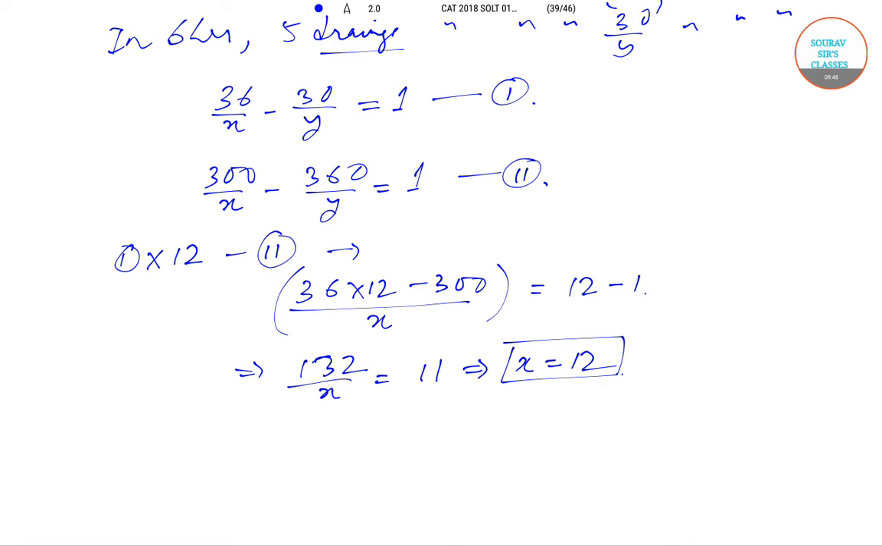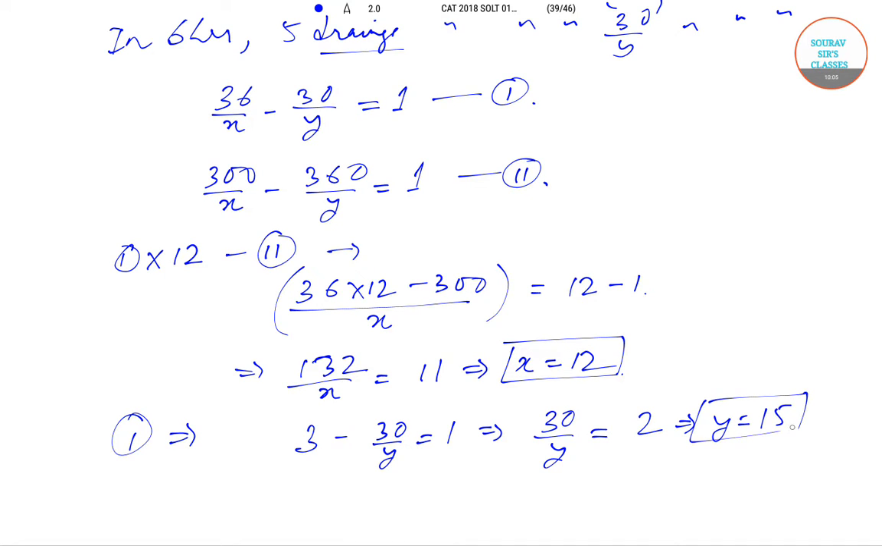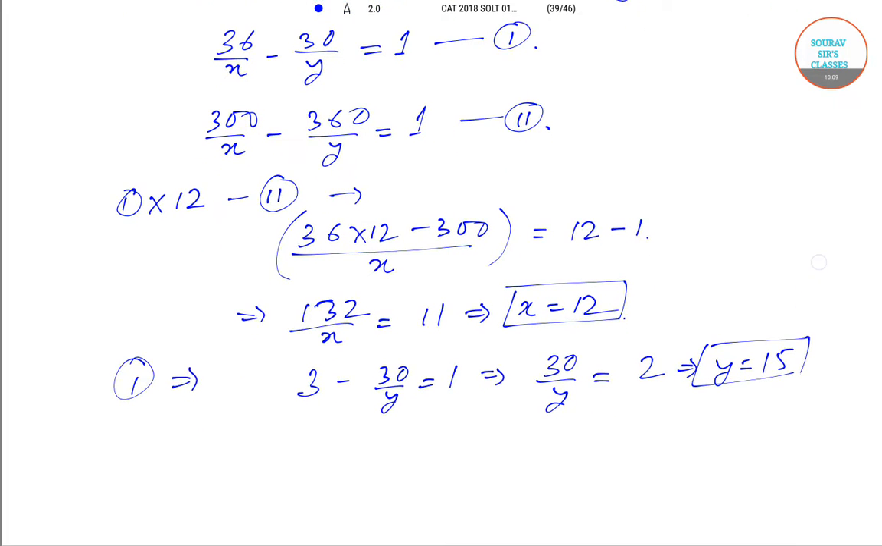And now we'll find out the value of Y. So from equation 1 we get 36 by 12, which will be 3, minus 30 by Y equal to 1, which implies that 30 by Y will be equal to 2, and that implies that Y will be equal to 15. So one draining pipe can drain an entire filled tank in 15 hours.